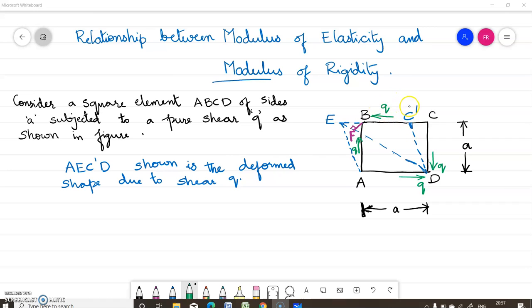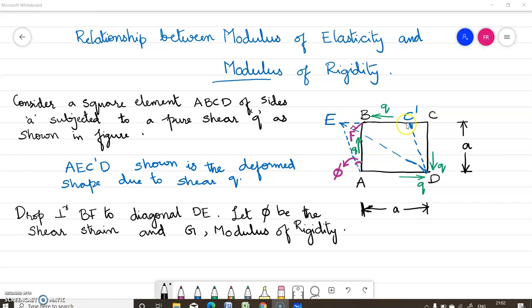Okay. Now you drop a perpendicular BF to diagonal DE. DE is the diagonal of the deformed shape. Drop a perpendicular BF to the diagonal DE. Let phi be the shear strain and G is the modulus of rigidity.